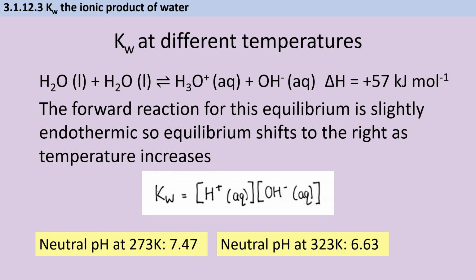Now, if we were to look up a delta H value for this equilibrium, we would see that the forward reaction is slightly endothermic, which means that as the temperature increases, the equilibrium shifts to the right and Kw gets larger. So without any chemical reaction happening, the pH will be getting lower because there are more hydrogen ions, because more of the water molecules have dissociated.